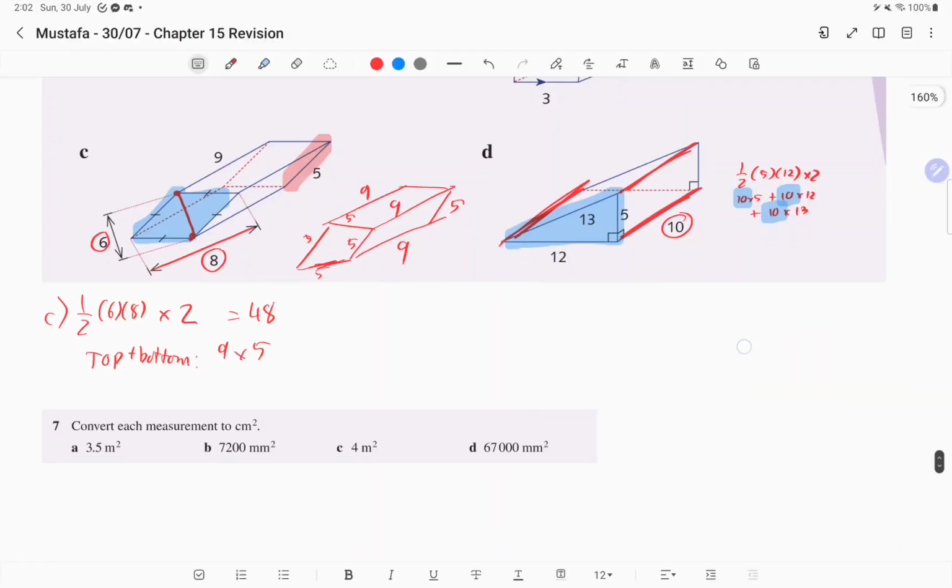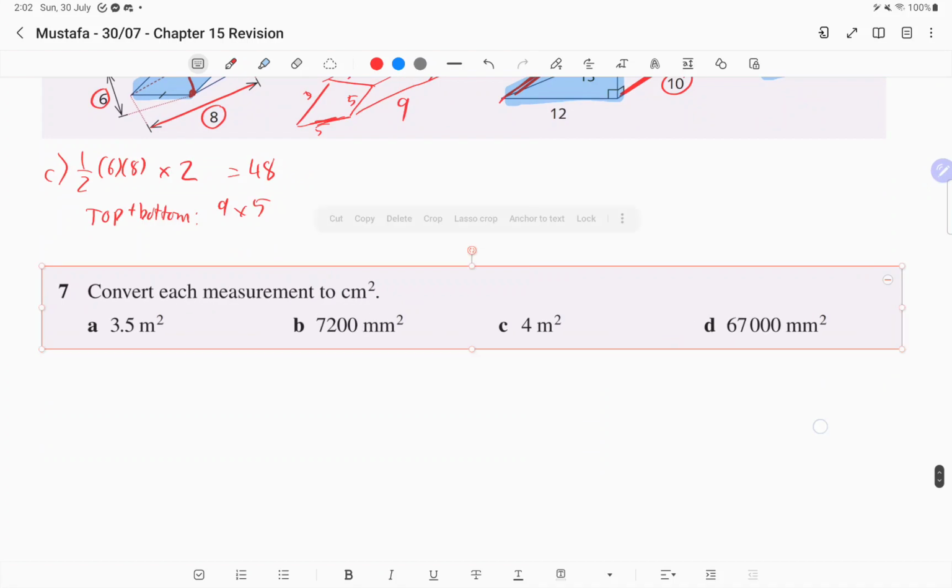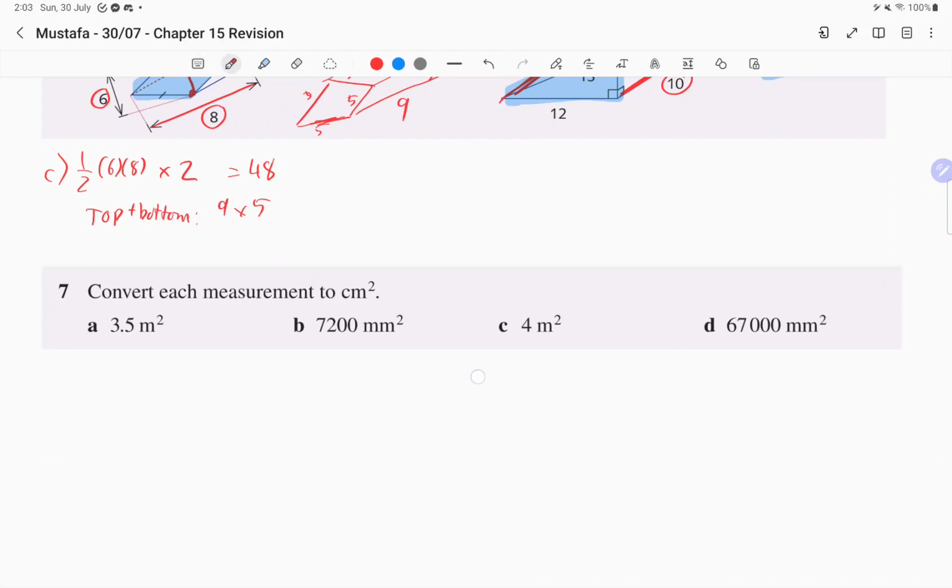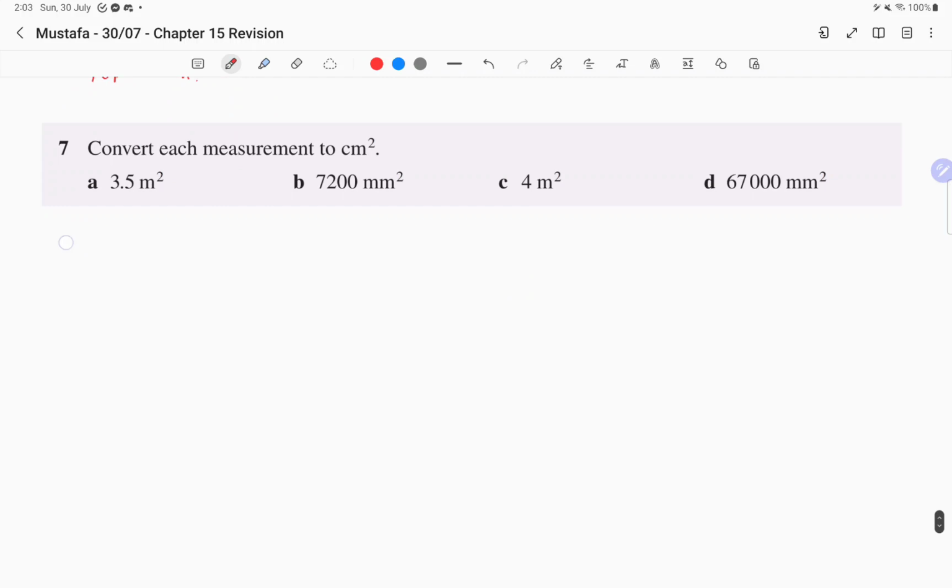Oh, it's just... I don't know, they just told us how to do it. Like how? Explain. We just did it. I don't know.